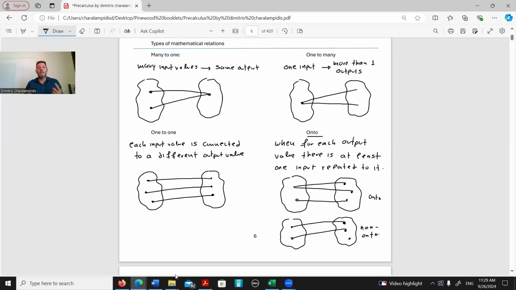Finally, there are different types of relations through the mapping diagrams. We could have many-to-one, more than one input values connected to one output value, one-to-many, one single input value connected in more than one output values, one-to-one, different input values connected to different output values, and finally, we have this special case of an onto, in which we simply need to use all the output values.